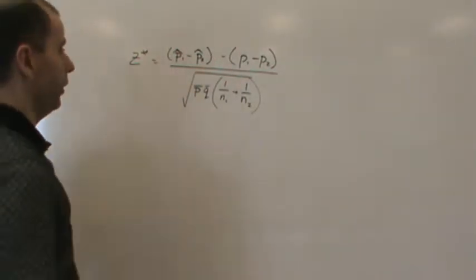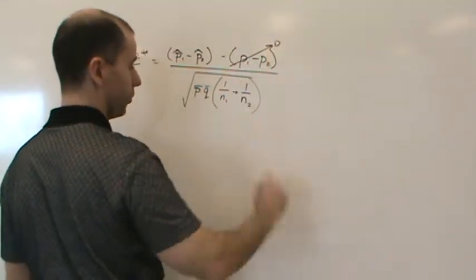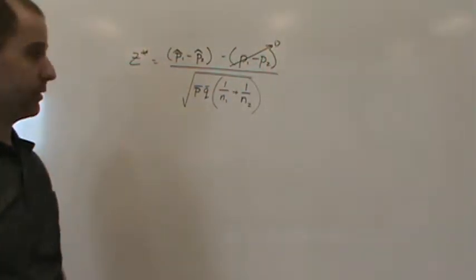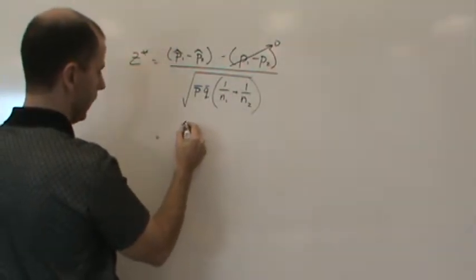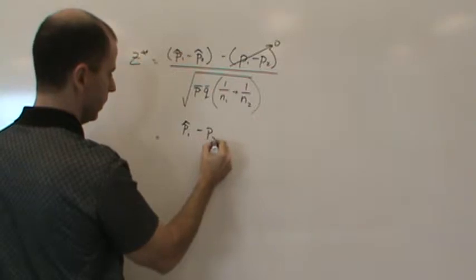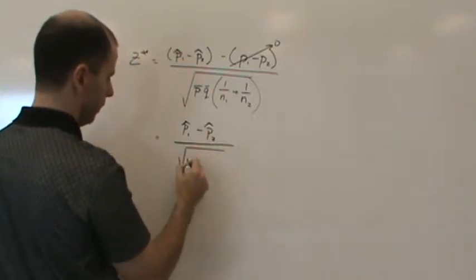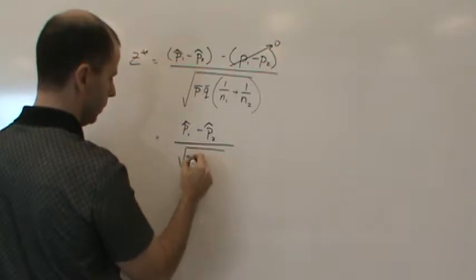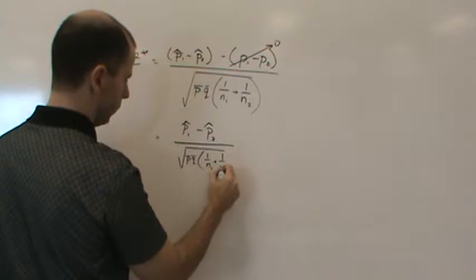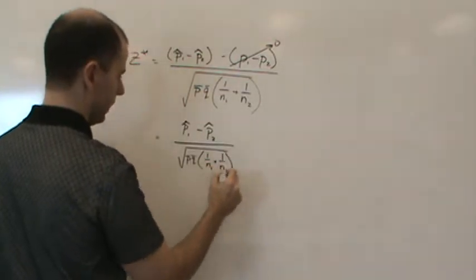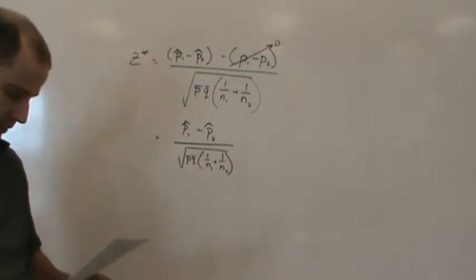Okay. Now, notice also that under the null, this difference is 0. So just like before, it's going to reduce to just this. P1 hat minus P2 hat over the square root of P bar Q bar times 1 over N1 plus 1 over N2. And that's it. Okay? So that's all there is to it. Everything else is going to stay the same.